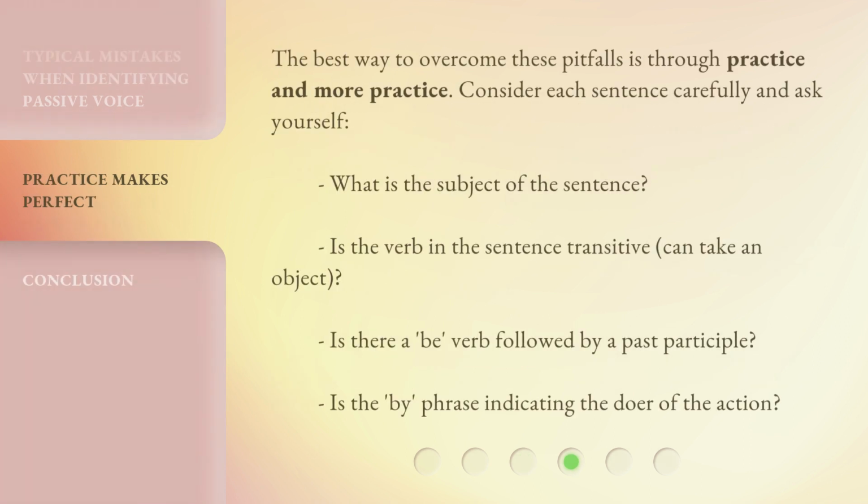The best way to overcome these pitfalls is through practice and more practice. Consider each sentence carefully and ask yourself, what is the subject of the sentence? Is the verb in the sentence transitive? Can it take an object? Is there a be verb followed by a past participle? Is the by phrase indicating the doer of the action?